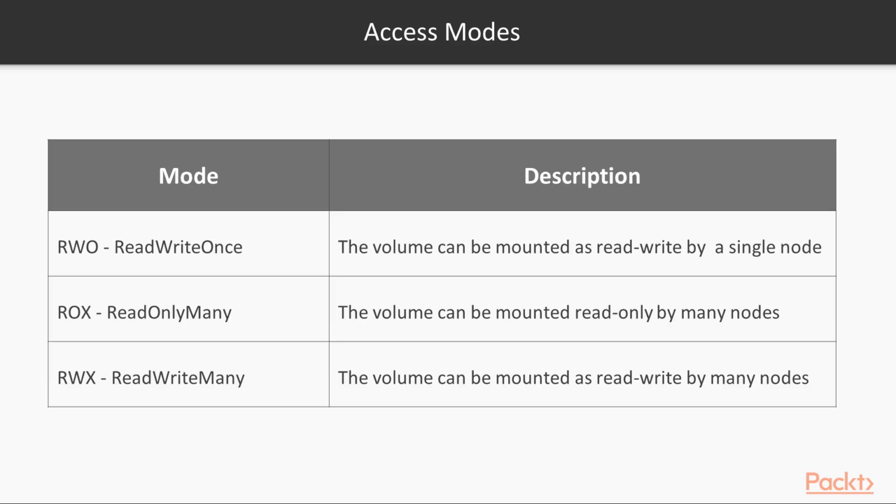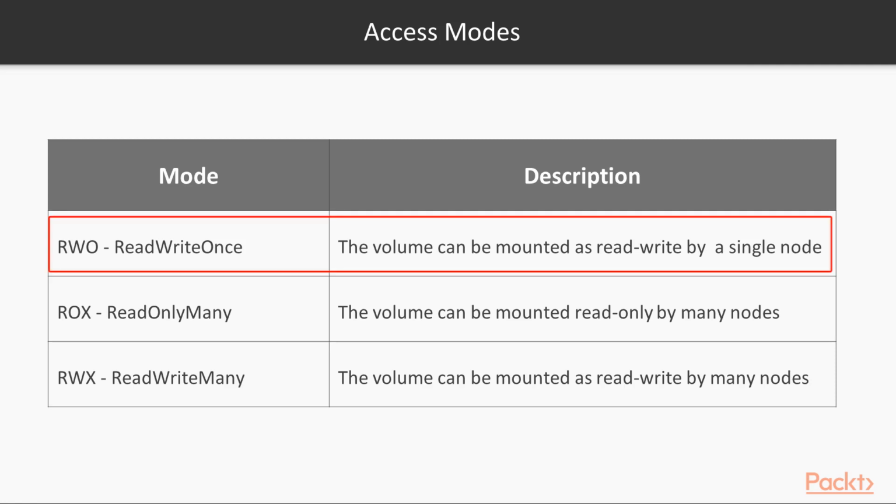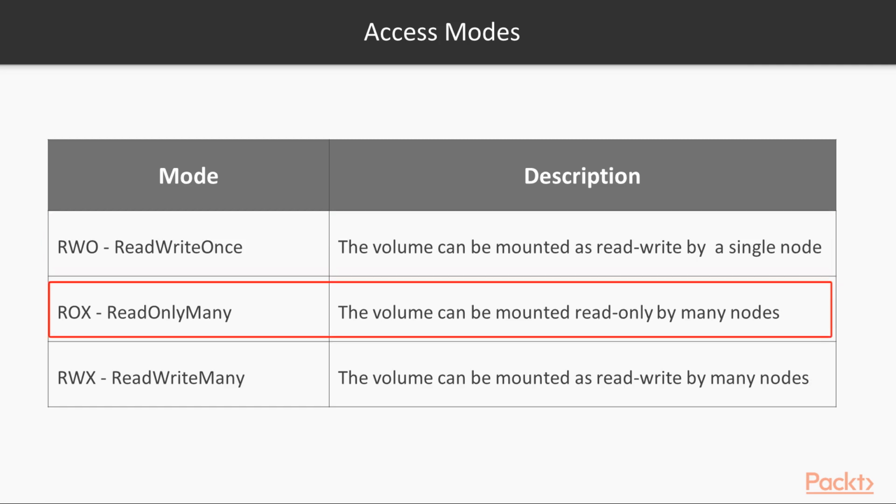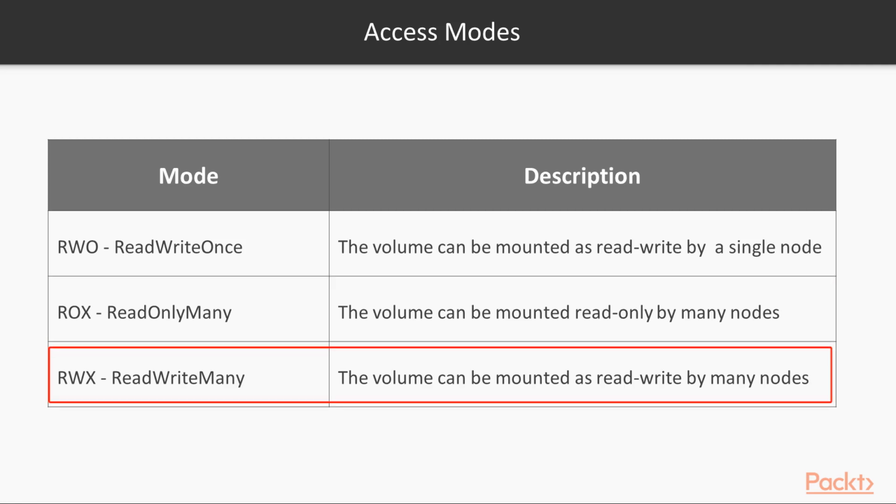So with the access mode, there's a number of available access modes, as we can see in this table. The read write once, abbreviated as RWO, is a volume that can be mounted as a read write volume by just a single node or pod. But we also have read-only many, which is a volume that can be mounted by many pods, but only read-only. And then finally we have read-write many. That's generally like a file system like GlusterFS or CephFS. And that's a volume that can be mounted as read-write by many nodes or pods at the same time.